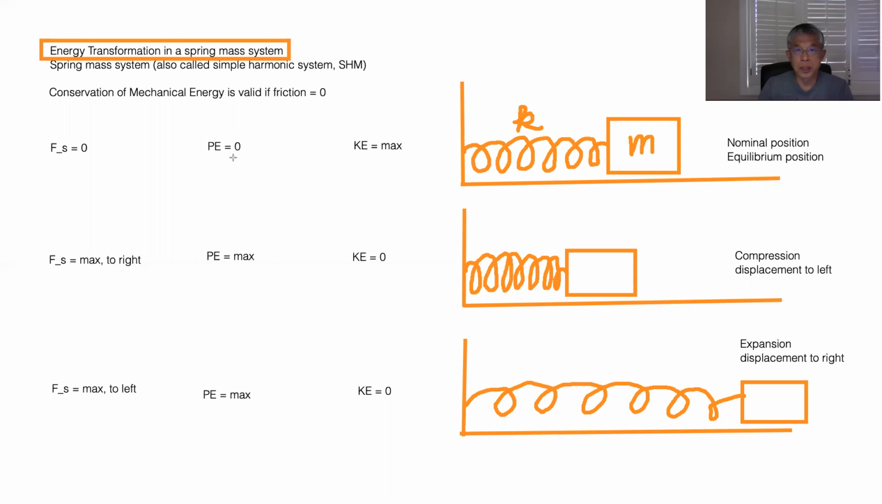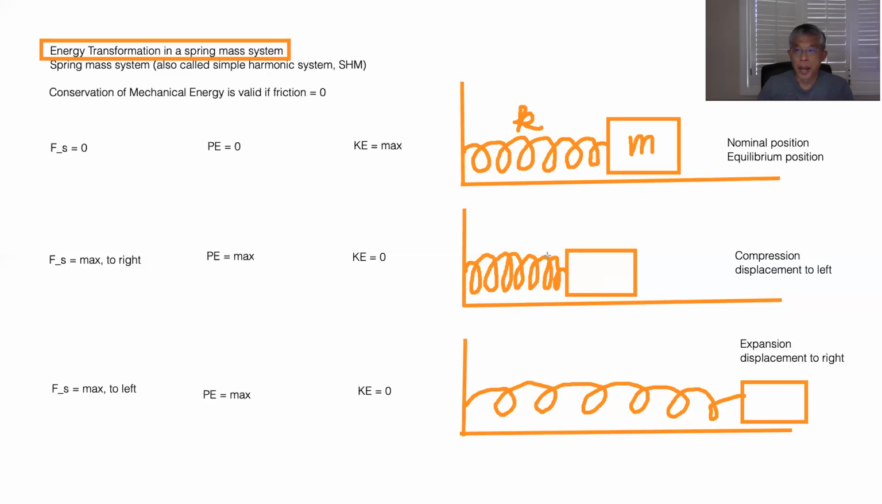For the potential energy at the equilibrium position, there's no displacement. Displacement is equal to 0, so the potential energy is equal to 0. And if we started from, let's say, the maximum compression or the maximum expansion, when it comes to the equilibrium position, the velocity will be the fastest. So at this position, the kinetic energy will also be the maximum.